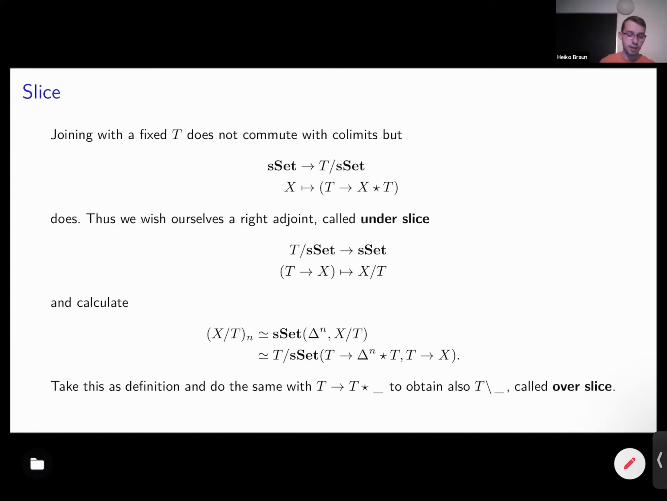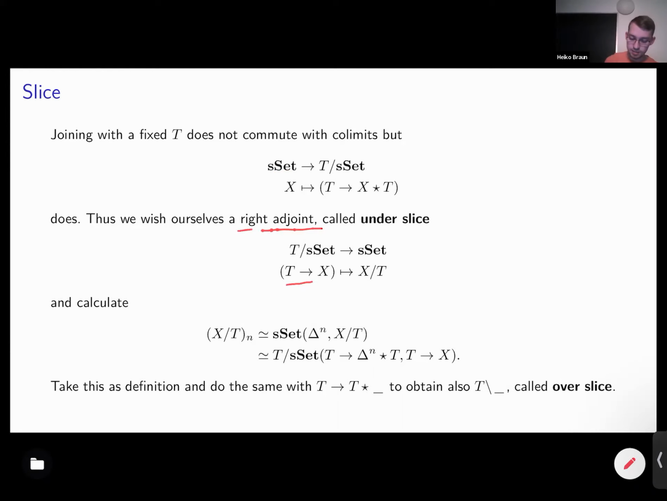But T is actually initial in this undercategory of the simplicial sets under T. So if we do that and send X to the map that puts T itself into the last part of this join, then it will commute with colimits. And whenever you have such a situation, something on simplicial sets that commutes with colimits, then you can just wish yourself a right adjoint, and we call it underslice in this case.